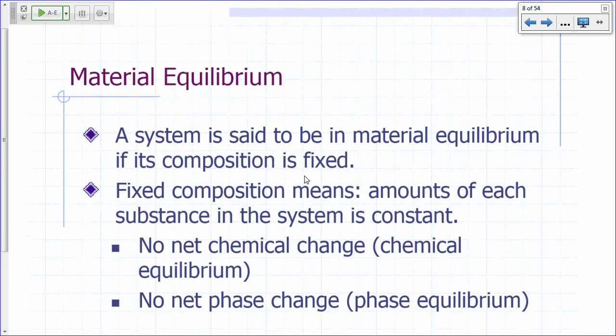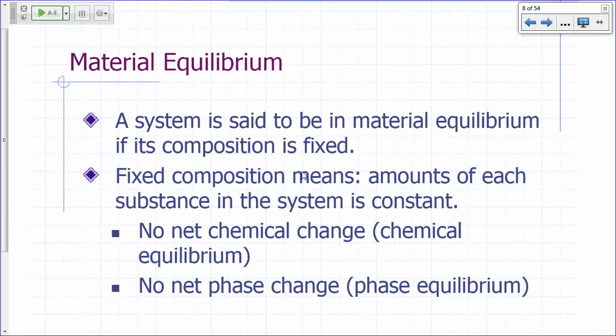Okay? Material equilibrium happens when your system's composition is fixed. That means there are no more chemical reactions going on. All chemical reactions have stopped. Every substance that's present in your system will have a fixed constant amount if it's at material equilibrium. So no net chemical change, and there's no net phase change. You're not seeing any solid turning into a gas or gas turning into solid. So it looks like everything has stopped. It looks like there are no changes in the composition of your system. So in that case, you'll reach material equilibrium.